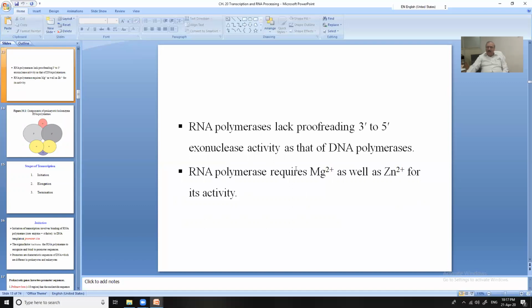RNA polymerase requires magnesium and zinc for its activity. They are the cofactors. Many times I told you that an enzyme may require a cofactor or coenzyme for its activity. So magnesium and zinc are the cofactors of the enzyme RNA polymerase.